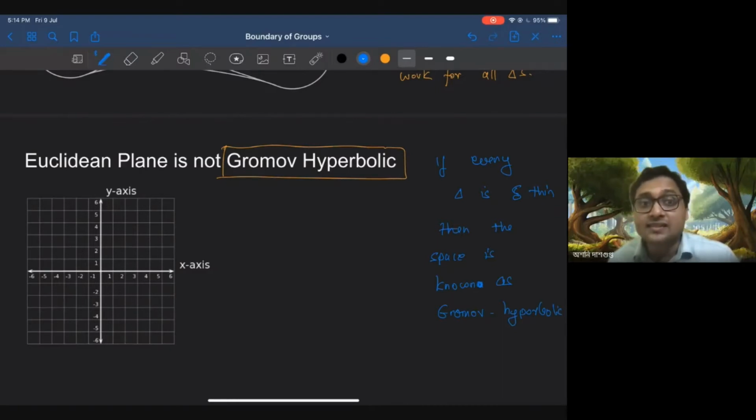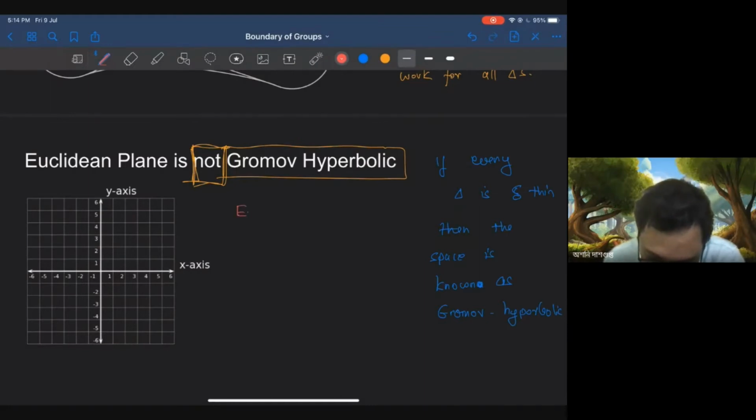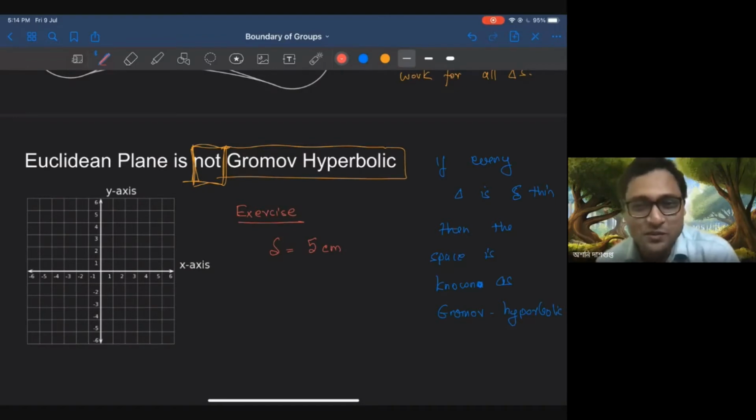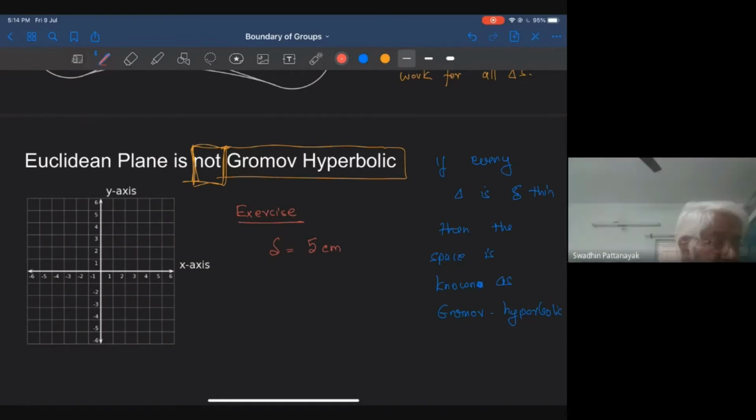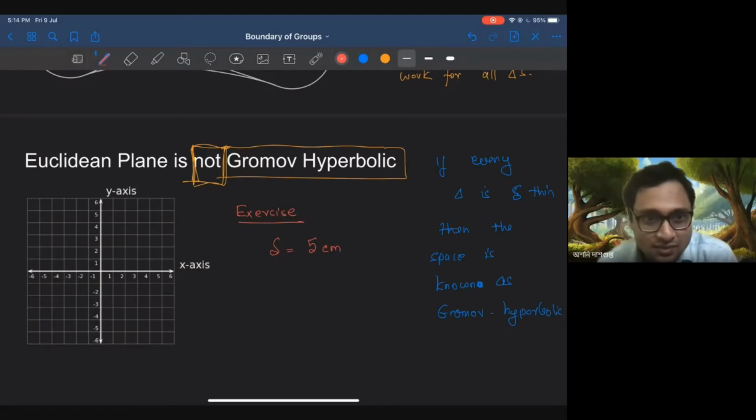And something that is not Gromov hyperbolic is the Euclidean plane. It is not Gromov hyperbolic. So I'll give you an exercise that you can try. This is very simple. You can do it just using normal high school or middle school geometry. So here is an exercise. Set delta equals 5 centimeters. I'll just use some unit here. Doesn't really matter. Let's take delta equals 5 centimeters.